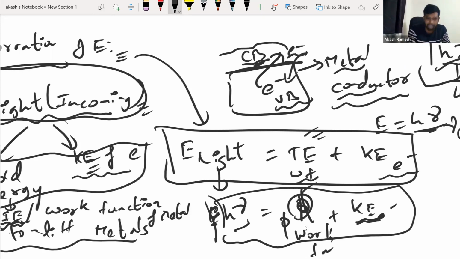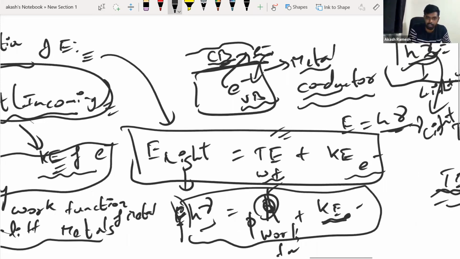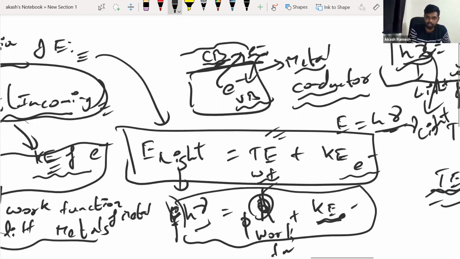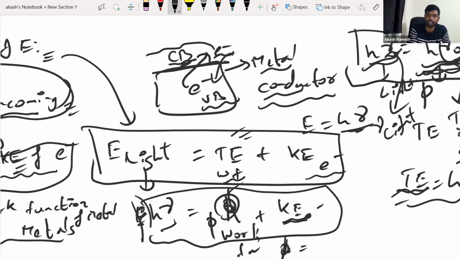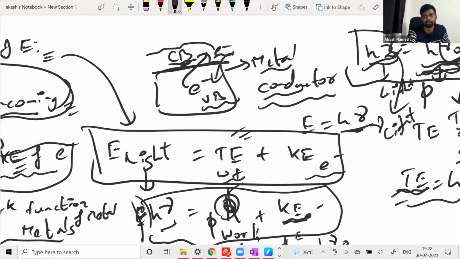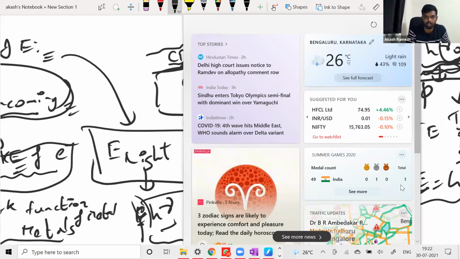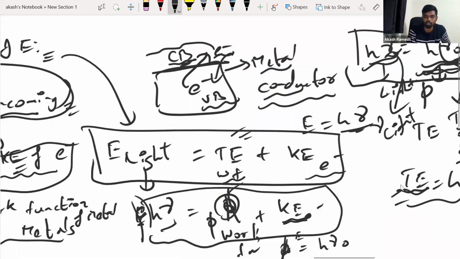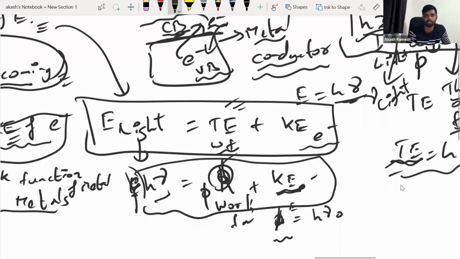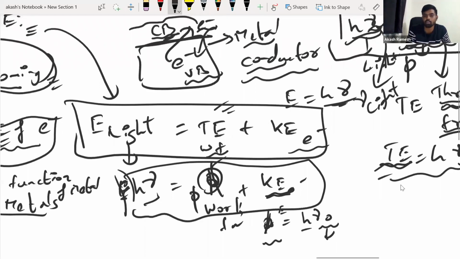Okay, now this psi, which we write here, is again an energy value. This is also an energy value that I'm going to write as H nu naught. This psi is what is called the threshold energy. H is a constant, and nu naught is what is called the threshold frequency. Threshold energy is equal to H into nu naught, where nu naught is the threshold frequency.